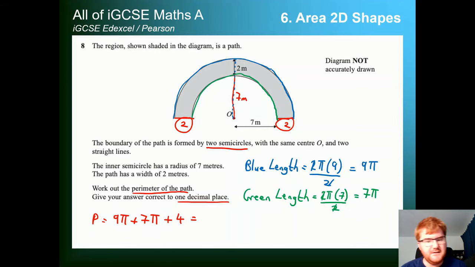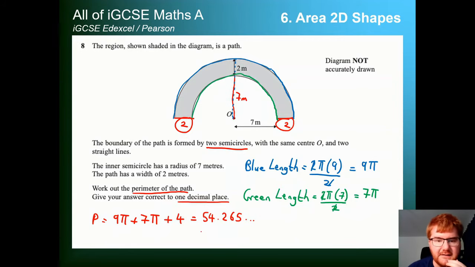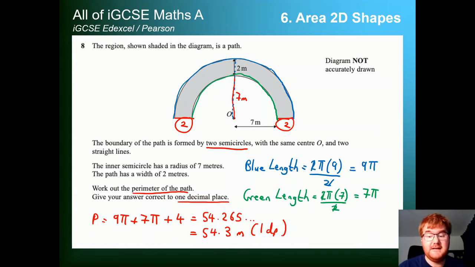And then we generate our answer here of 54.20.65. Making sure, see, I use exact values where I can to make sure the answer is the most accurate possible. And that gives us then 54.3 meters. Again, it's a length, so we just want meters there to one decimal place, like so.